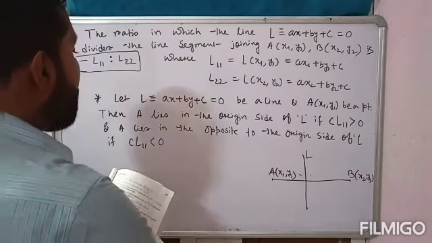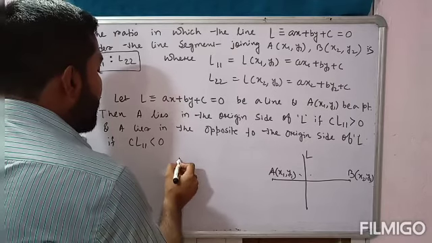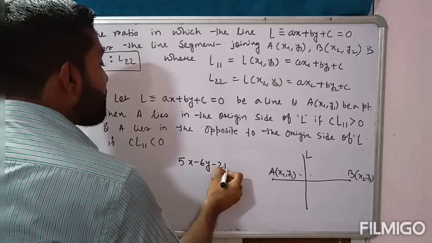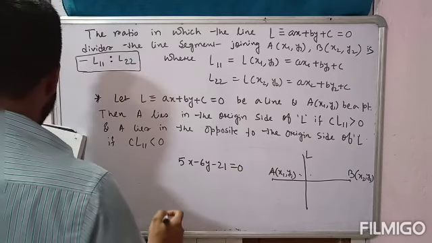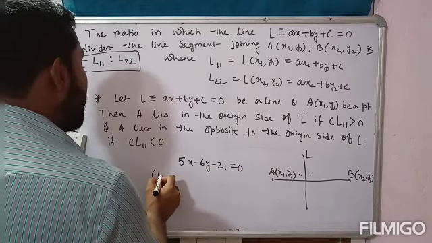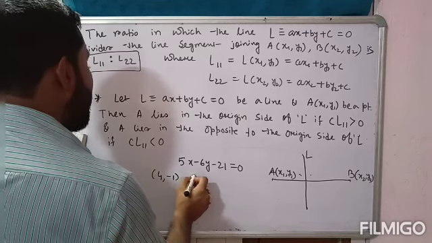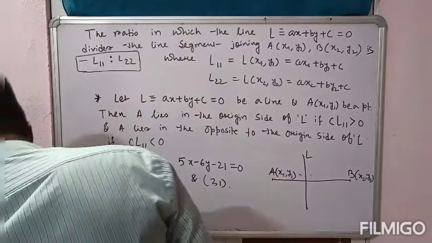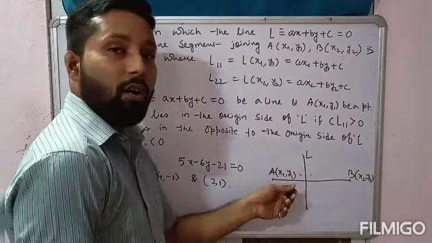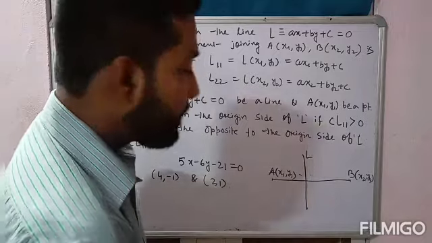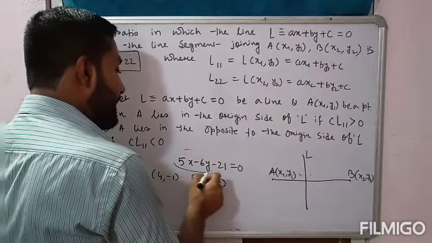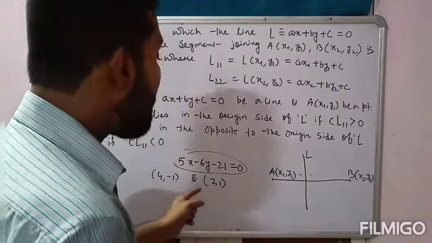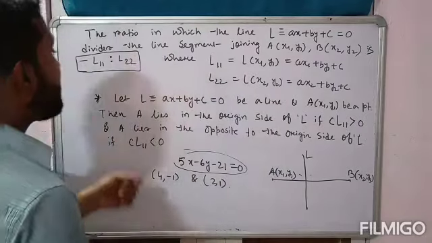Find the ratio in which the line 5x minus 6y minus 21 is equal to 0 divides the line segment joining the points (4, minus 1) and (2, 1). Already I have drawn the diagram. So this is the line which divides the line segment joining the 2 points (4, minus 1) and (2, 1). So what's the formula?